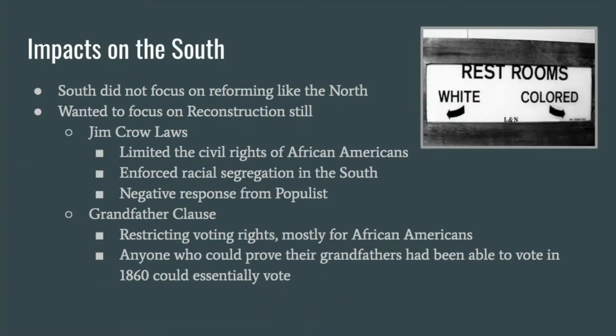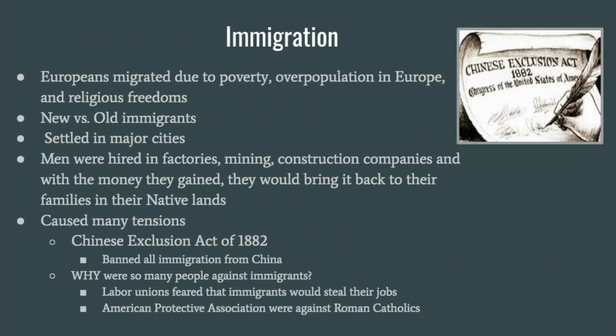Impact on the South. The South didn't focus on reforming like the North. They wanted to focus on Reconstruction still, but they were more focused on Jim Crow laws, which limited the civil rights of African Americans and enforced racial segregation in the South. This was a very negative response from the Populist Party. And they also focused on the Grandfather Clause, which restricted voting rights, mostly for African Americans. And it was basically anyone who could prove their grandfathers had been able to vote in 1860 could essentially vote, which was unfair to African Americans.